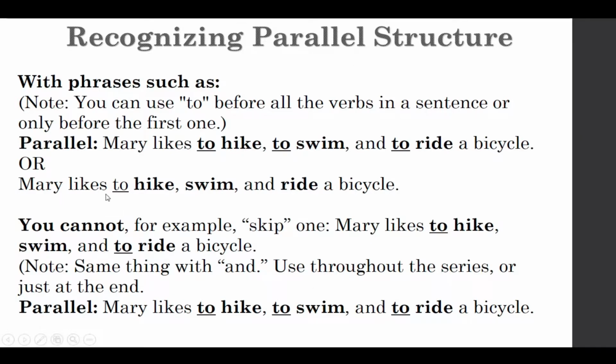Look at this one. Mary likes to hike, swim, and ride a bicycle. It only has it at the beginning. Look at this one. Same thing. You cannot, for example, skip one. Mary likes to hike, swim, to cook, eat, sleep, to ride a bicycle. I'm skipping all over the place. That would be unparallel. Look at this one. This one is actually just like the previous one. It's a correct form. Mary likes to hike, to swim, and to ride a bicycle.